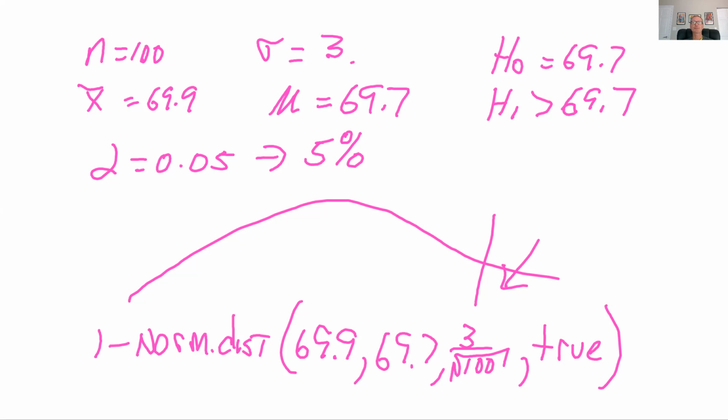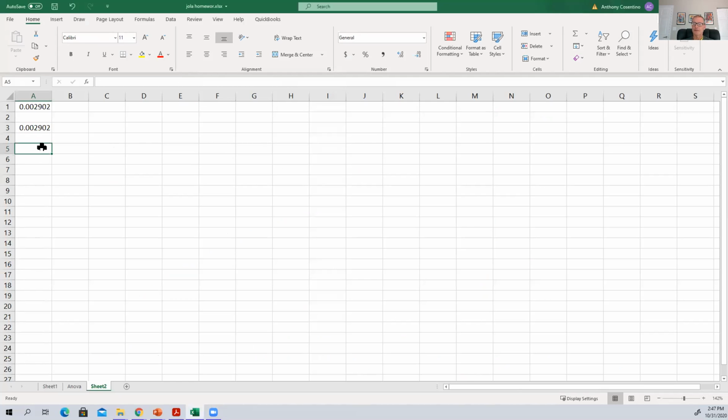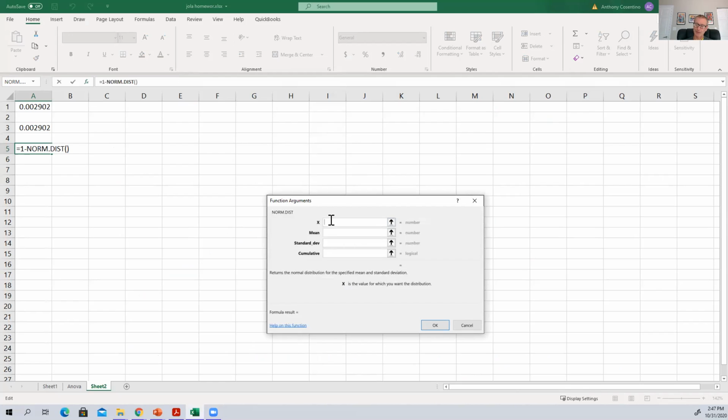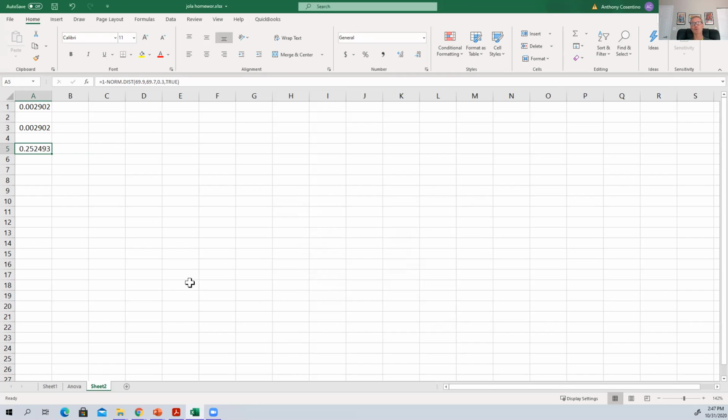And so if we go over to the spreadsheet, it's equals 1 minus and then the NORM.DIST again. And so to do that calculation, it would be 69.9, 69.7. So with the central limit theorem, the standard deviation was 3 divided by 10, which is 0.3. And this would be true. And so you could see that when you do the 1 minus, you get 25%, all right, 0.25.